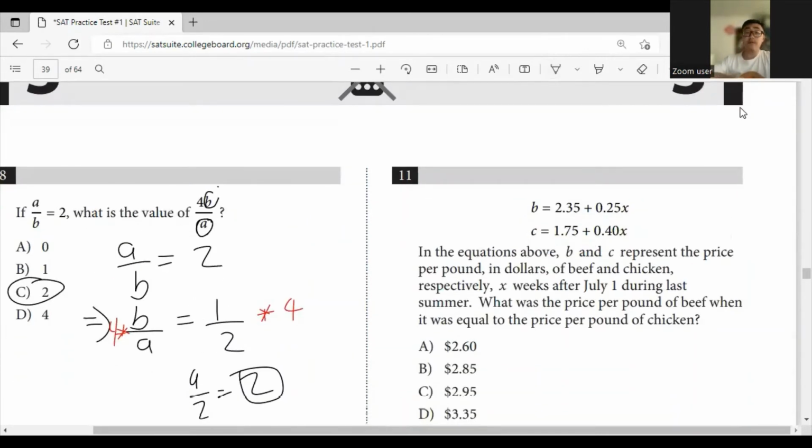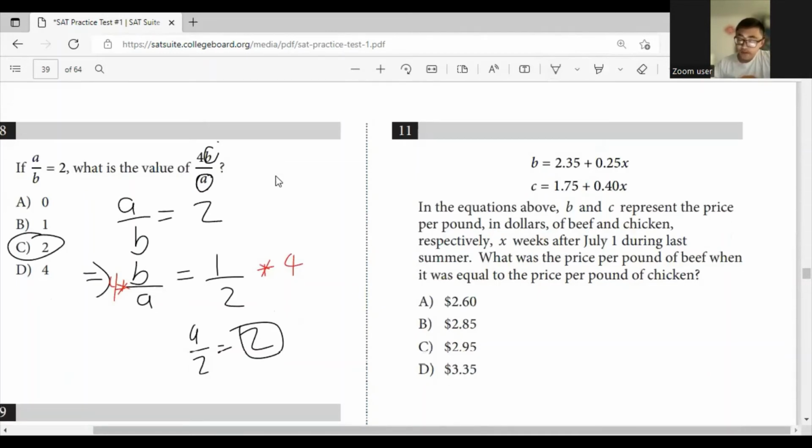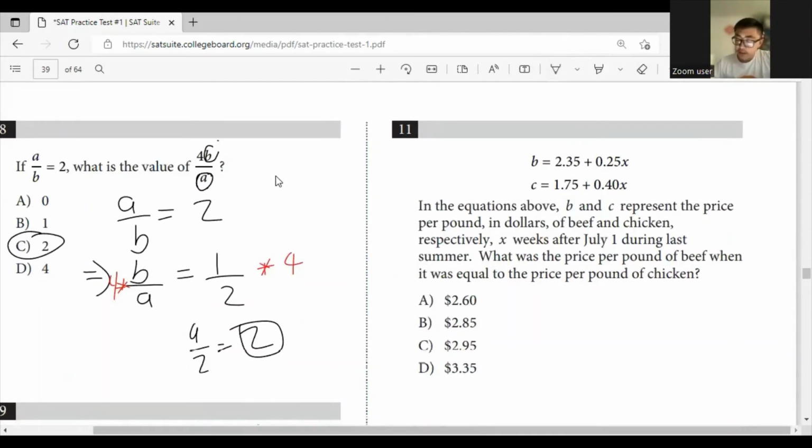All right, so it's another system of equations, nothing to worry about. The equations above, B and C represent the price per pound in dollars of beef and chicken, respectively, X weeks after July 1st during last summer. So X weeks after July 1st during last summer, it seems important. And feel free to always underline something if you think you're not gonna get all the information in the question. I just usually underline because I feel like I might have to reread it sometimes. And I don't want to reread any irrelevant information.